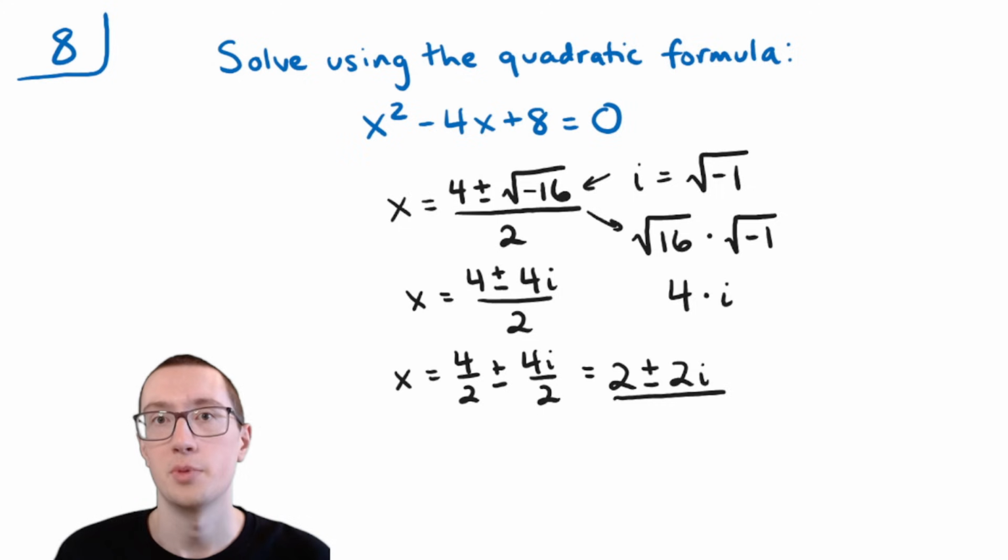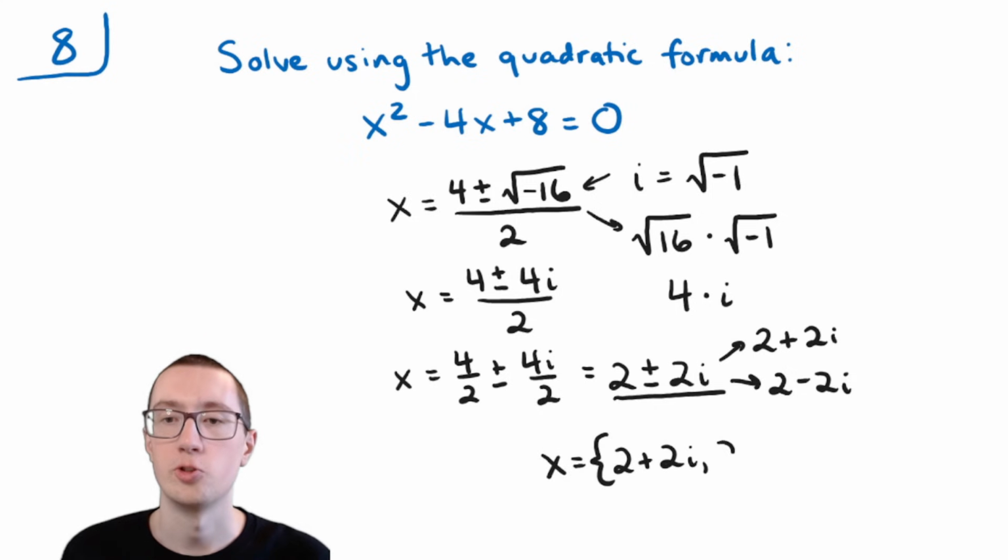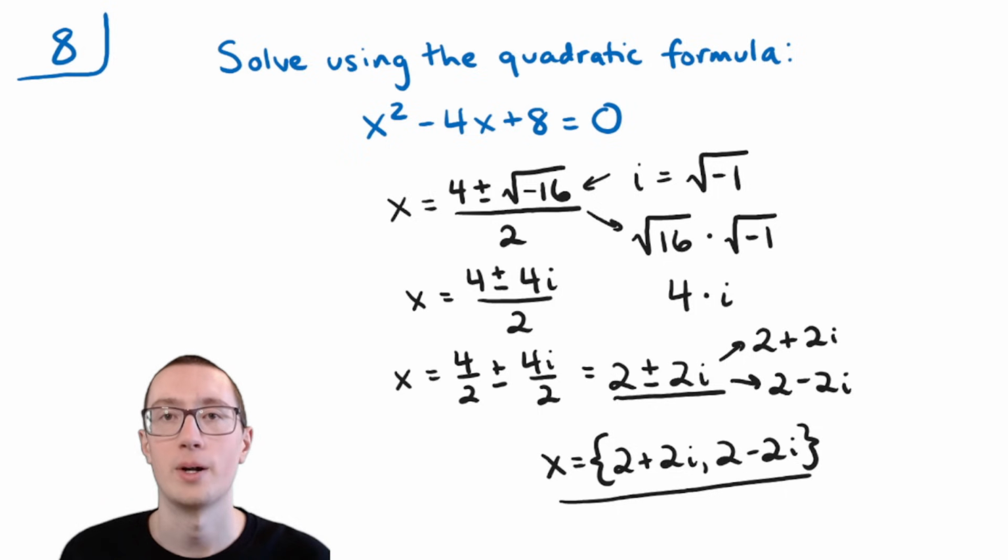So that's it. But you could also write this, because plus or minus actually means 2 answers. This means 2 plus 2i, and it also means 2 minus 2i. So if you wanted to write this using the fancier set format, you would say that our 2 answers are, fancy brackets, 2 plus 2i and 2 minus 2i, and then close the brackets. So there you go. This is our final answer, 2 plus or minus 2i.